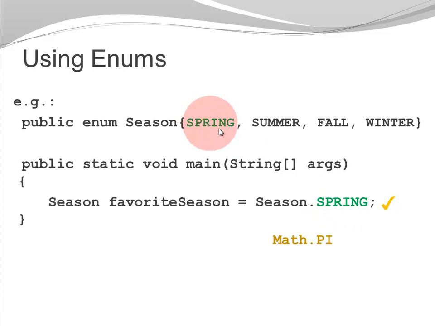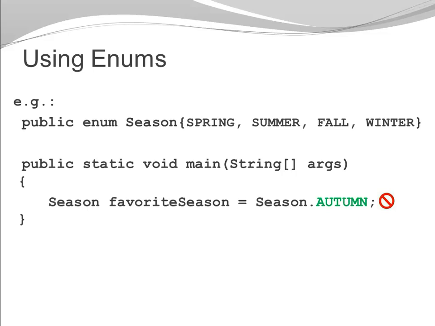Also, notice the similarity to Math.PI. When I'm accessing the static final field PI of class Math, I take my type, dot operator, and constant name. Here I have type, dot operator, constant name.